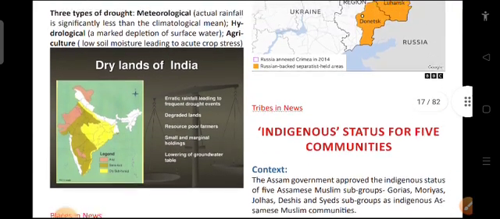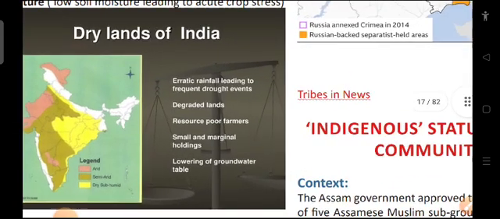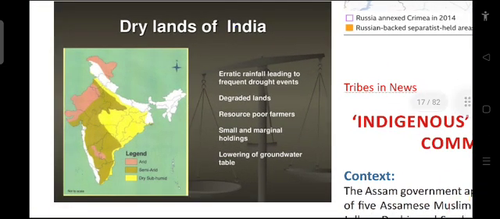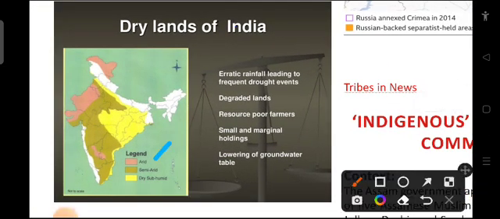So this is a particular map they have given about the dry lands of India. Arid, semi-arid and dry subhumid regions have been given.